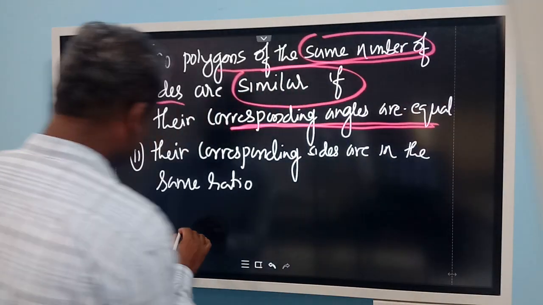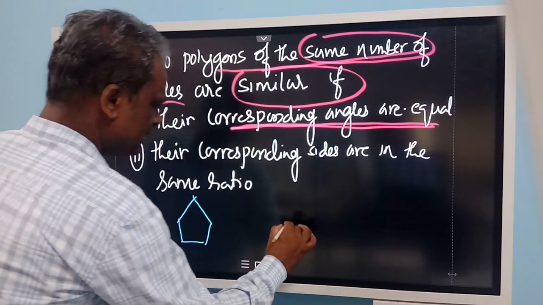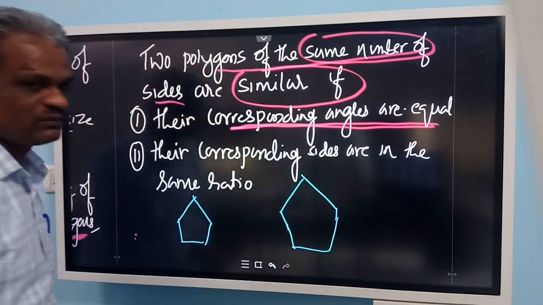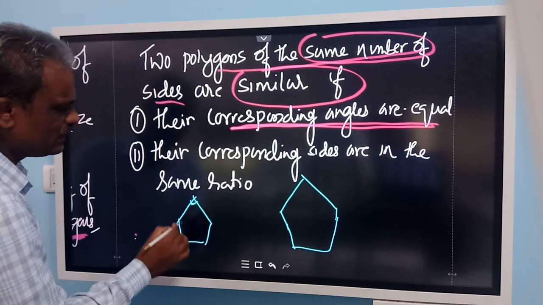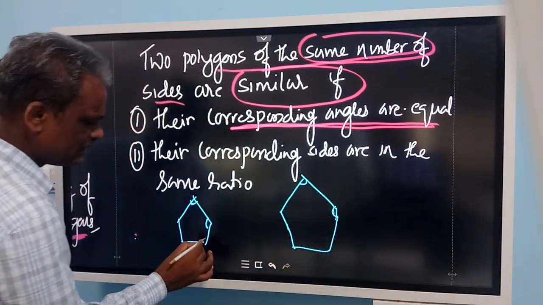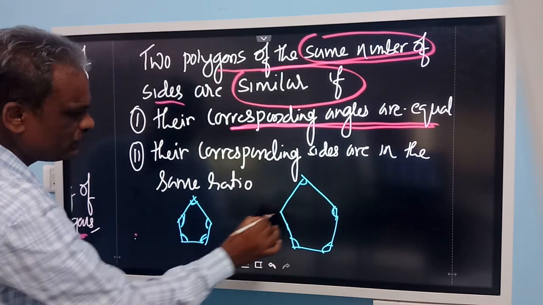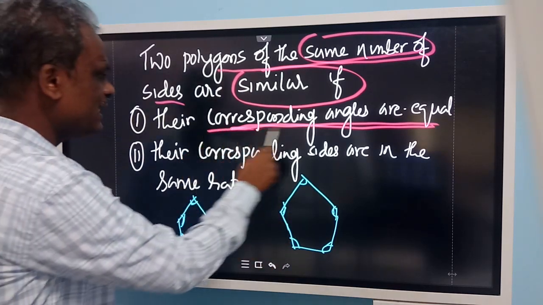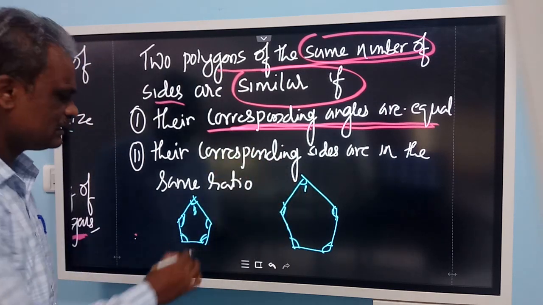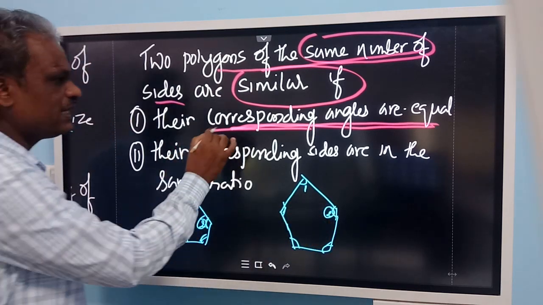So if I write two pentagons here, see, of different size, their corresponding angles should be equal. This angle 1 should be equal to angle 1 here, angle 2 should be equal to angle 2 here, the third angle should be equal to the third angle, the fourth one should be equal to the fourth angle, the fifth one should be equal to the fifth angle. That means the corresponding angles. What is the corresponding angle of 1 here? This is 1 here. The corresponding angle for 2 is the second angle here. Okay, so the corresponding angles should be equal.